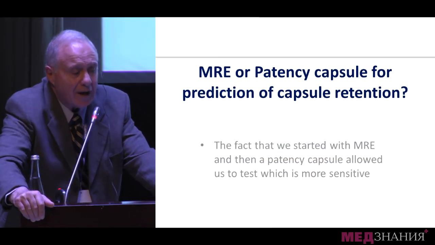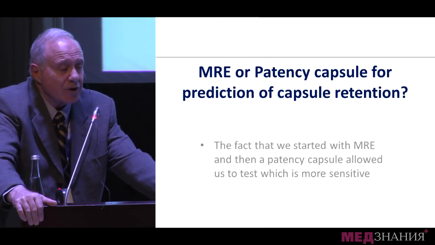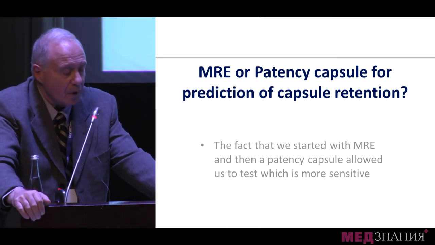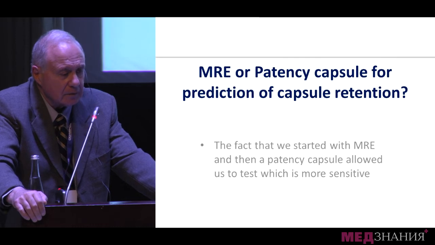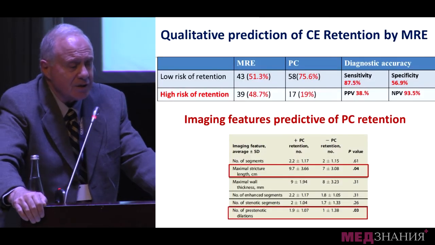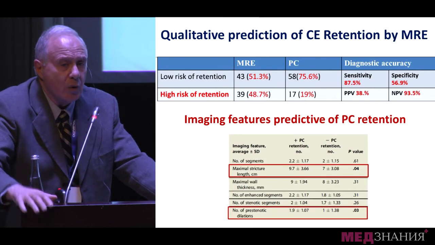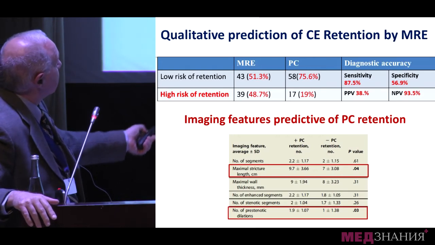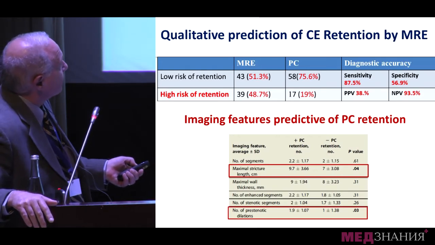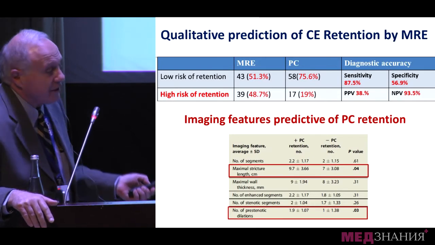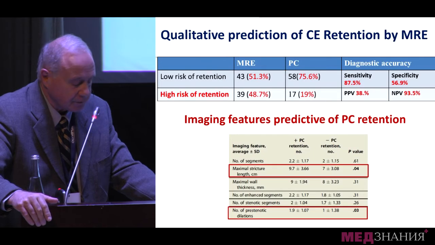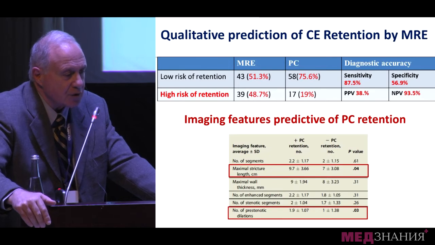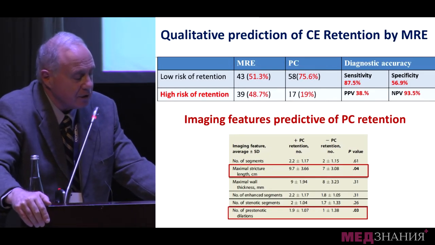So since we used the MRI as the first examination, we could answer the question, is MRE or a patency capsule better for prediction of capsule retention? And what we saw is that if we used MRE as the predictor, we wouldn't use regular capsule in 50% of our patients. But really, there was only 19% capsule retention if we used the patency capsule.